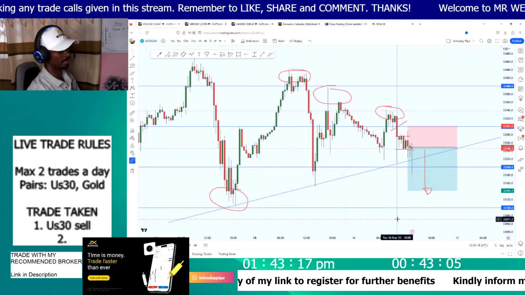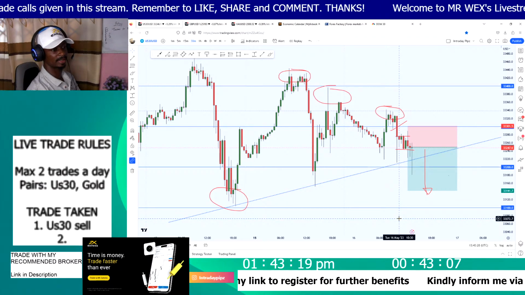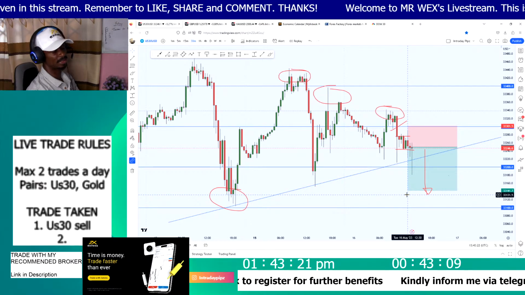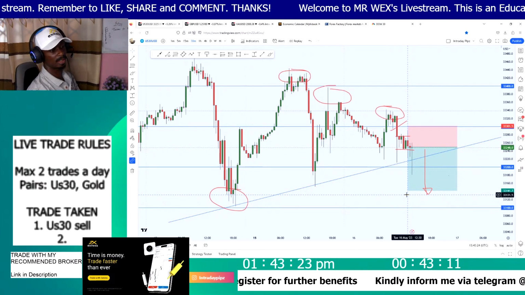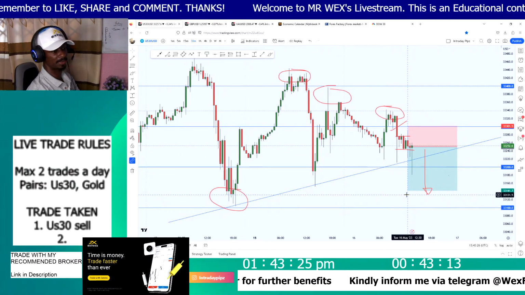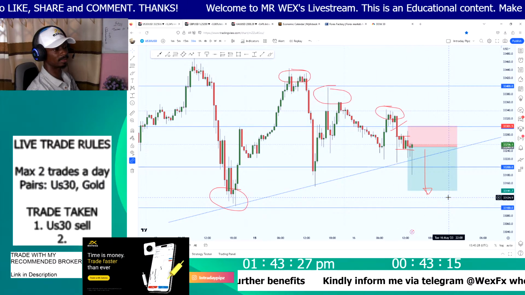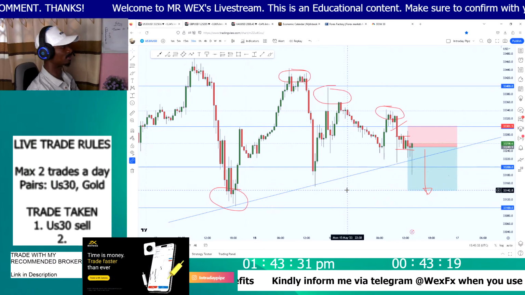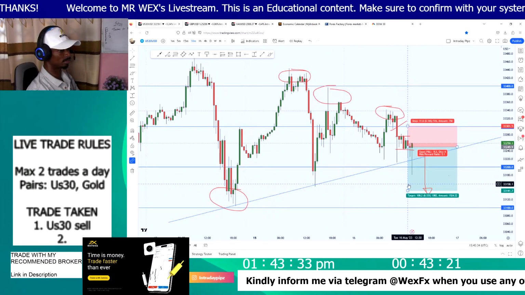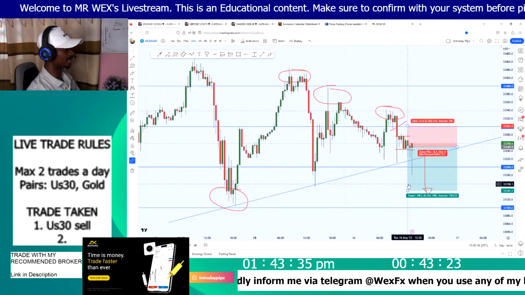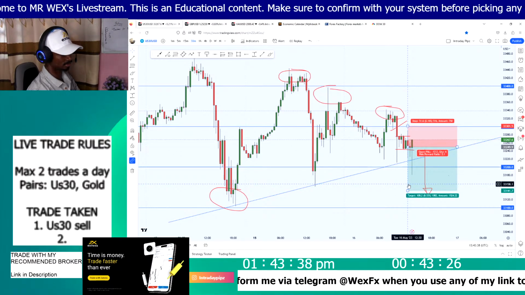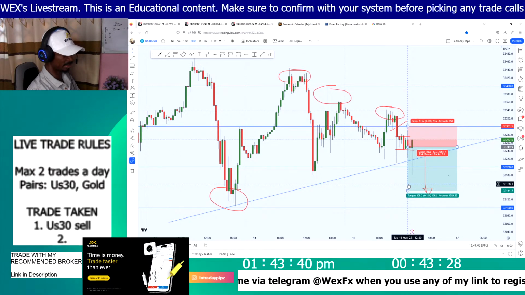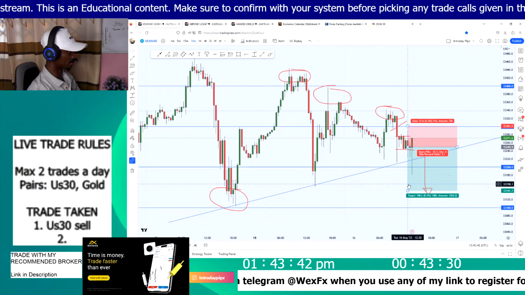So basically, the next time we're going to be looking for another entry is 2 p.m. GMT. So right now there is no trade. We did secure 50 pips earlier. This has taken us out at break even. That is a win.